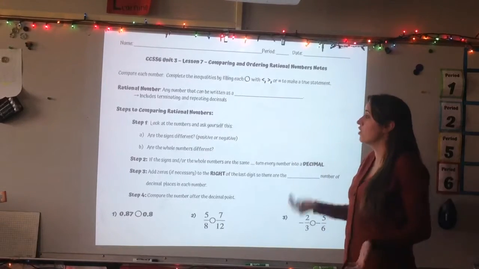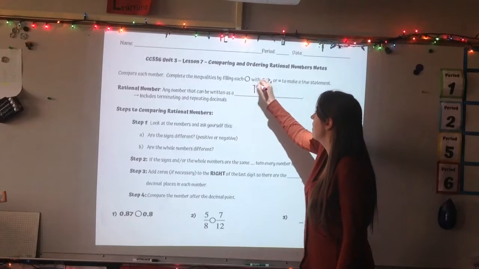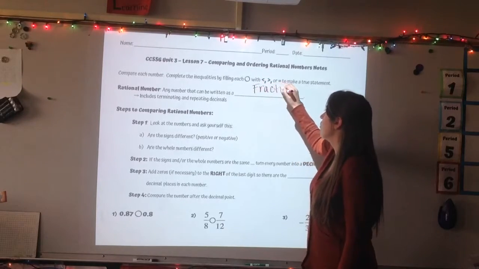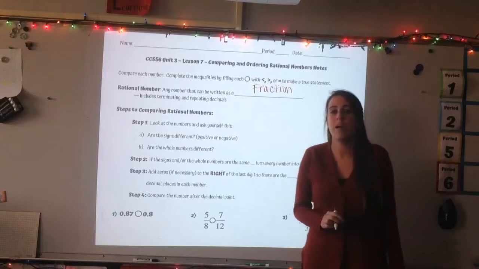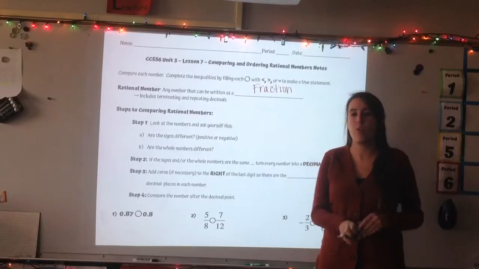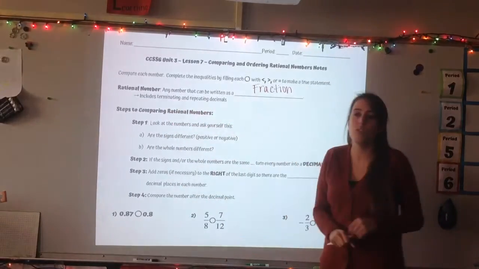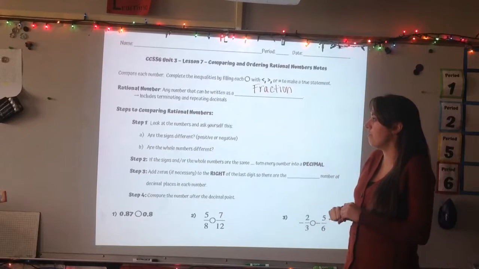So what is a rational number? Well, a rational number is any number that can be written as a fraction. So almost every single number is a rational number. The only things that aren't are decimals that go on and on and on forever without repeating. So terminating decimals, decimals that end, and then those repeating decimals are also rational numbers.